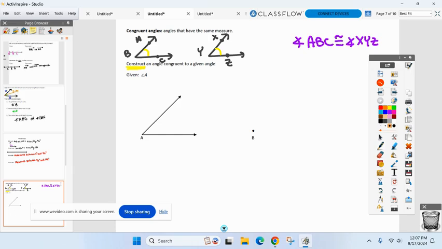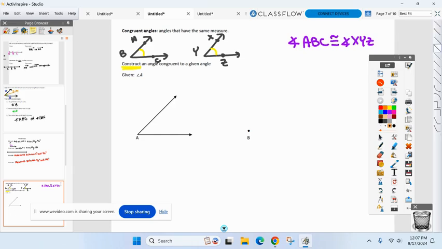So line up point B and make a nice long ray coming from B. There's one ray of your angle. Now we have to figure out where the other one is so it's got the same measure as A. Everyone go back over to angle A.